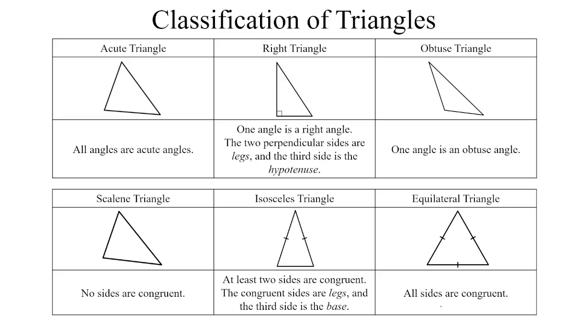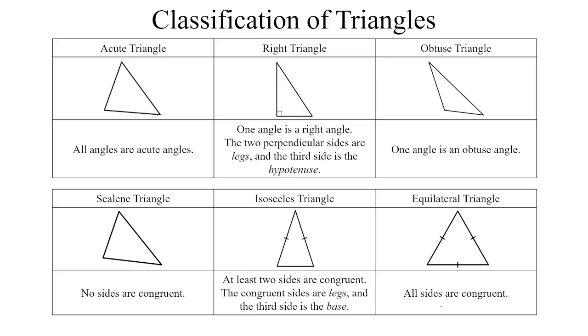Now, just like the right triangle, the sides of an isosceles triangle have special names. The two congruent sides, or the two equal sides, are the legs, but the third side is called the base. Then you have the equilateral triangle. All three sides are congruent. All three sides are equal.